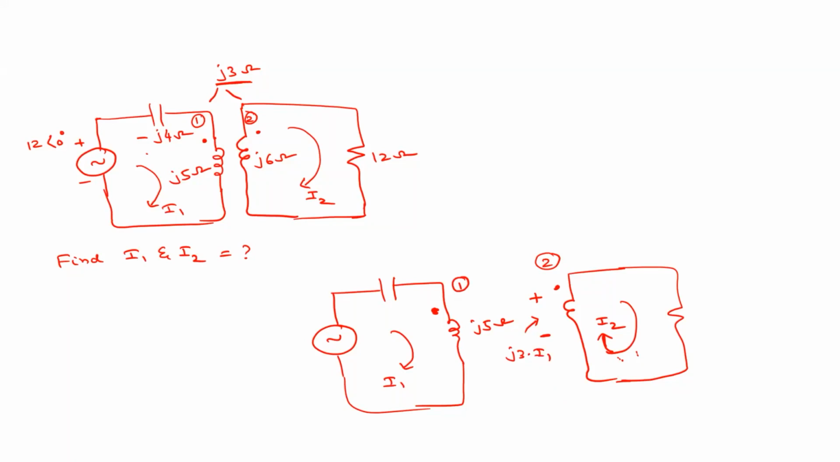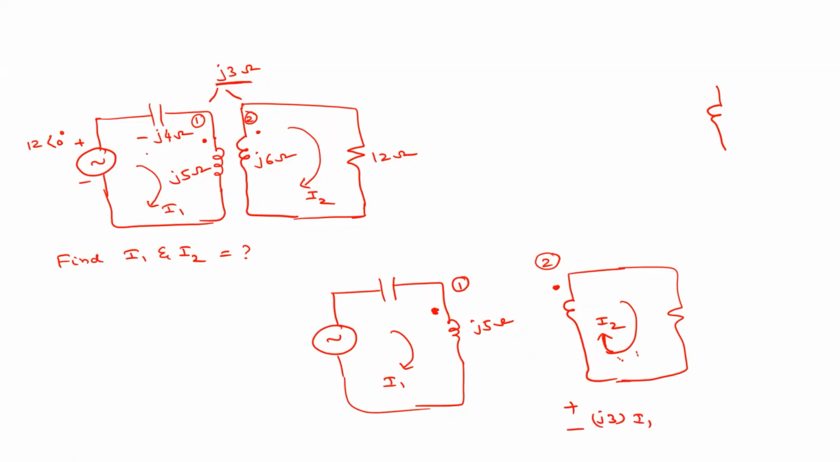It's very simple. If the current is entering the dotted terminal in coil 1, then in coil 2, where you have the dot, that will be positive. Simple logic. If the dot is here, this is positive and this is negative. That's all. Similarly, we have to see the influence of the second coil on the first coil. I'm deleting this one and will write again to avoid confusion. We make sure that this is plus j3 into I1.